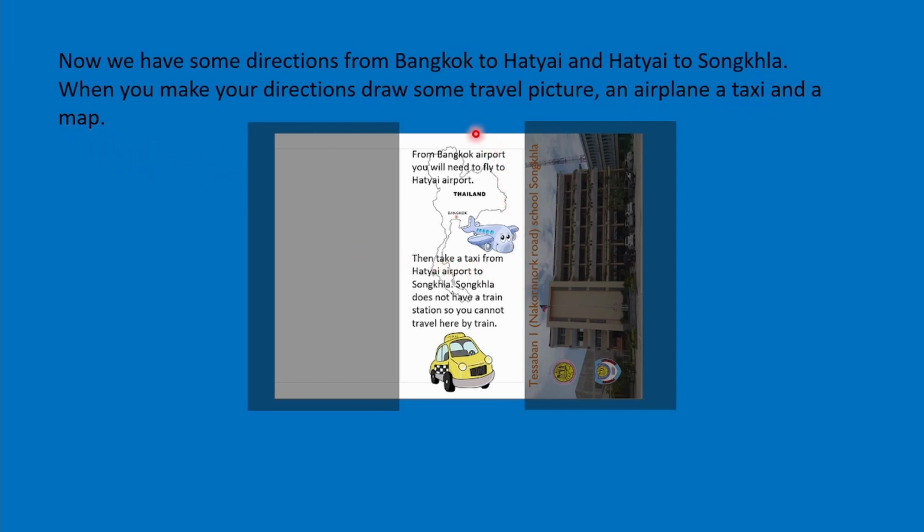So you can see here on this section, I have a map of Thailand. I have a little aeroplane and a taxi. And here I have my directions for how to get to Songkhla from Bangkok.